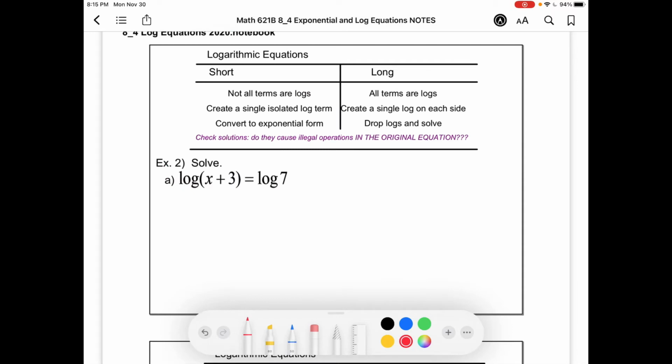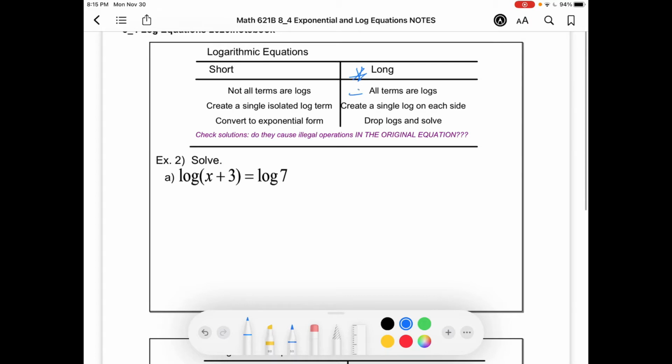Okay, moving along, we've got another logarithmic equation. So it says log of x plus 3 equals the log of 7. In my mind, this would be the type that I would call a long logarithmic equation, though it's not going to take us very long in this case. All the terms are logs. So if all the terms are logs, then we're going to create a single log on each side. That's already been done for us.